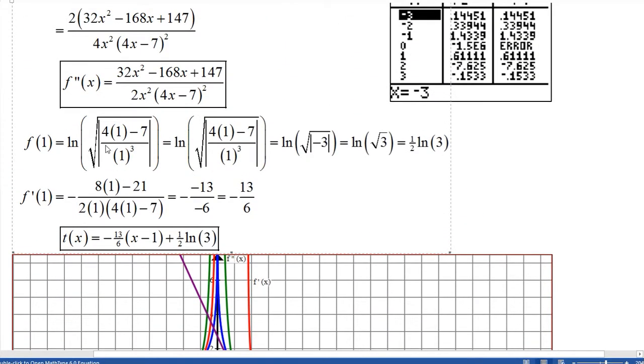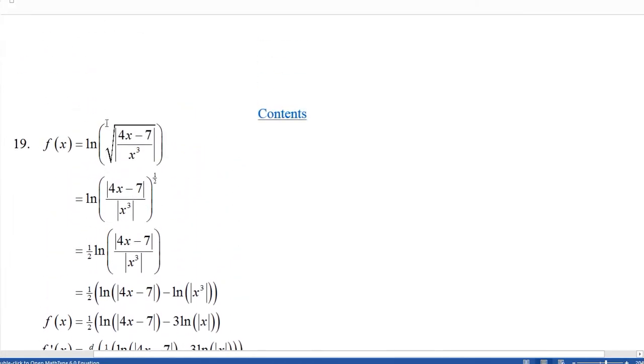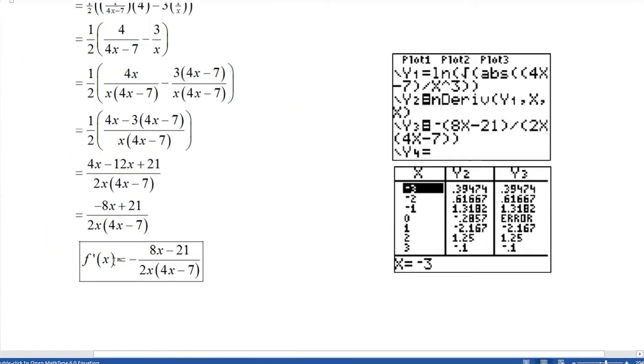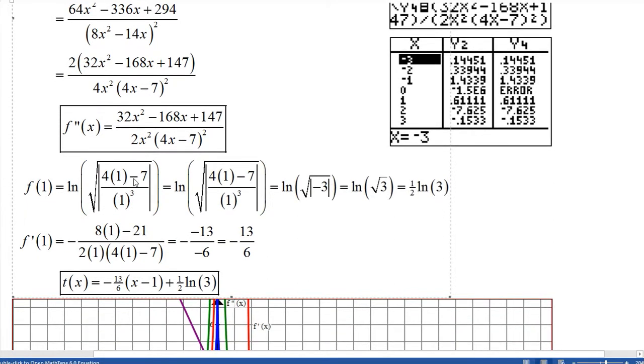The tangent line. Okay, let's go back to the original function and put in 1 here. Let's see what we get. 4 times 1 is 4, minus 7 is negative 3. 1 cubed is 1. Negative 3 divided by 1 is negative 3. Absolute value of negative 3 is 3. So we have the log of the square root of 3, or 3 to the 1/2 here, so it would be 1/2 log of 3, natural log of 3. So I'll write it that way. You could have written it this way, it's the same thing.